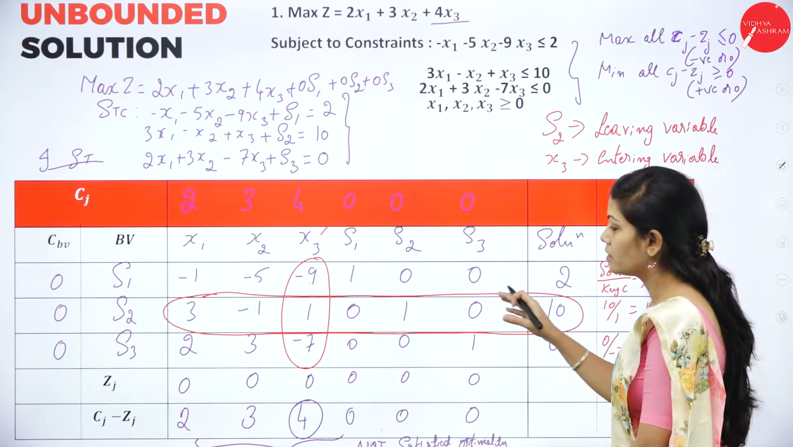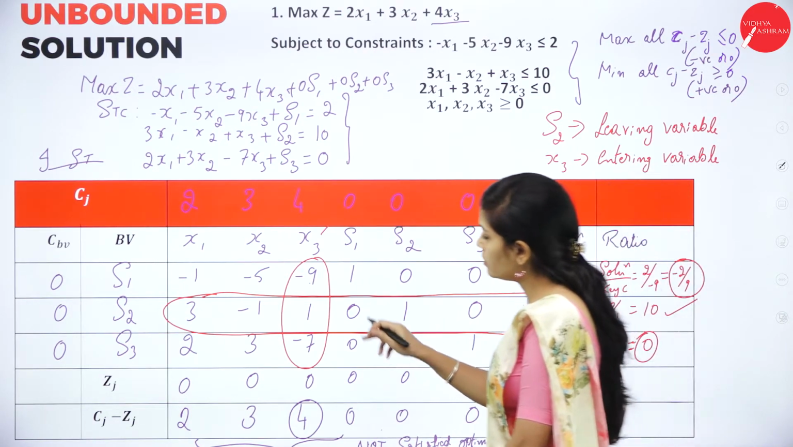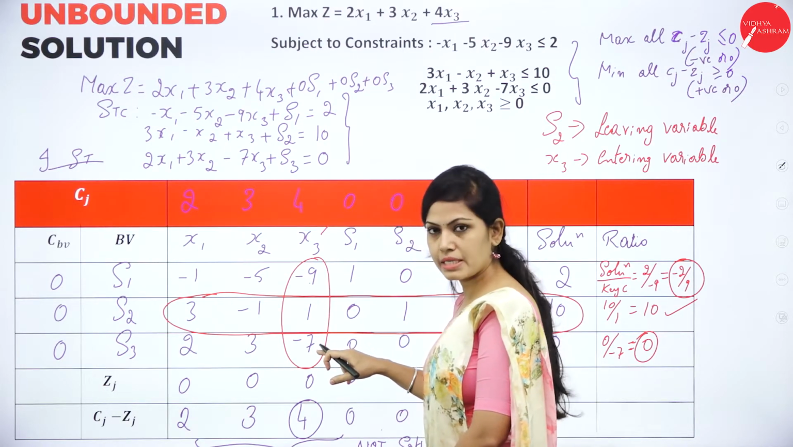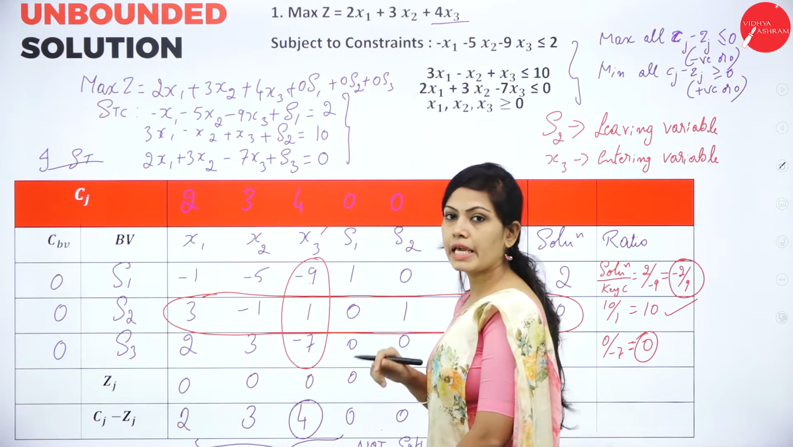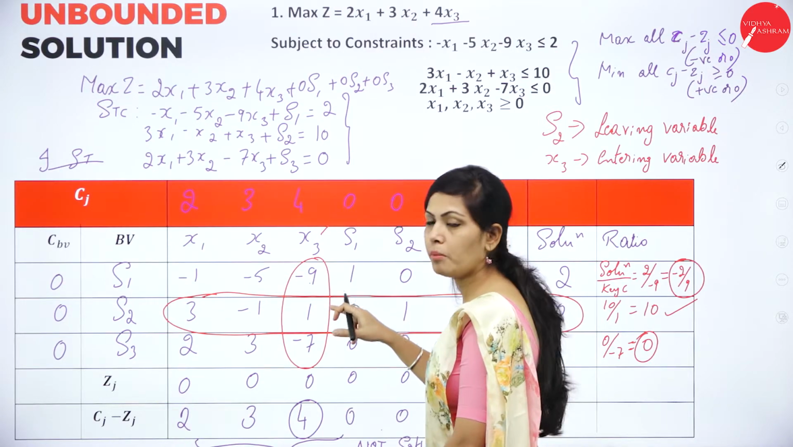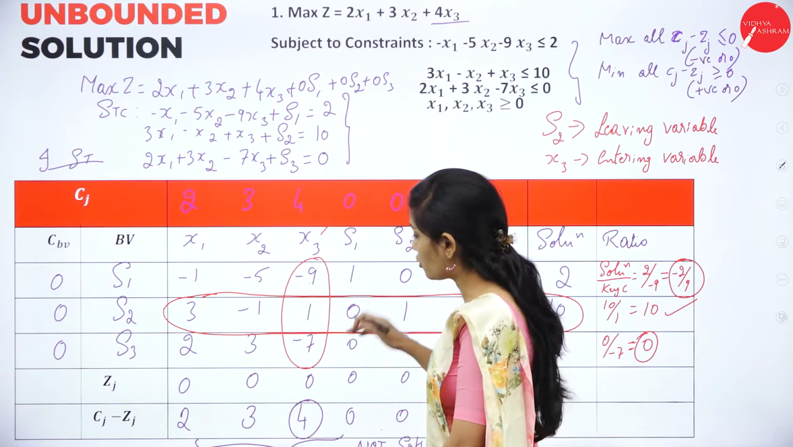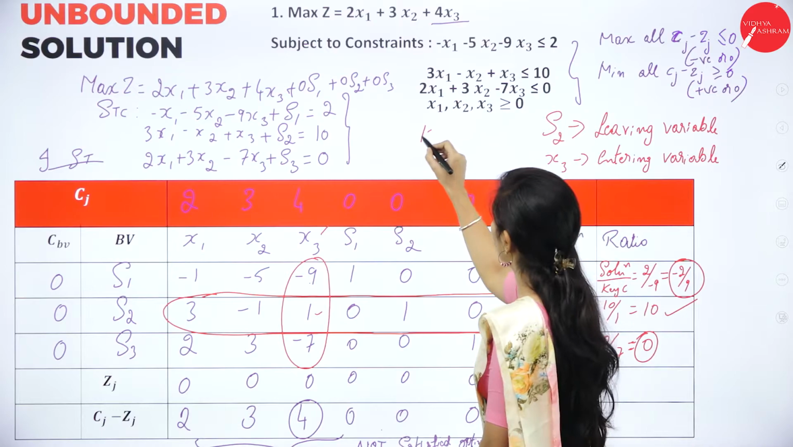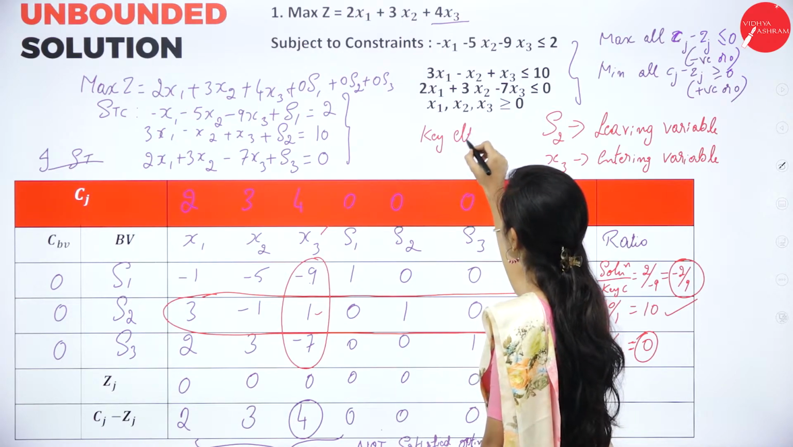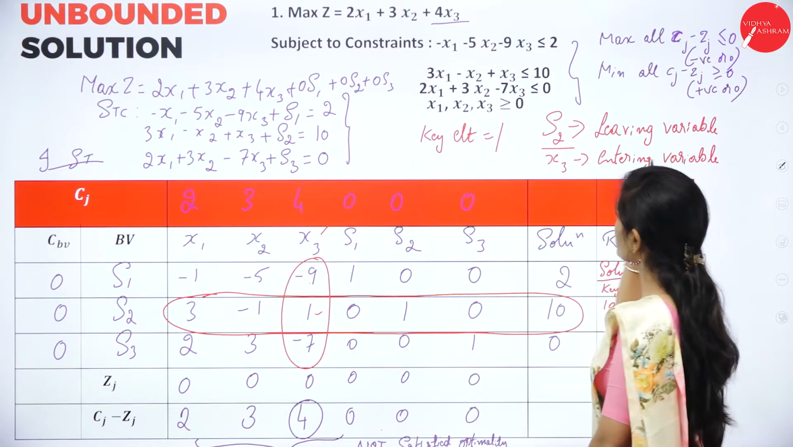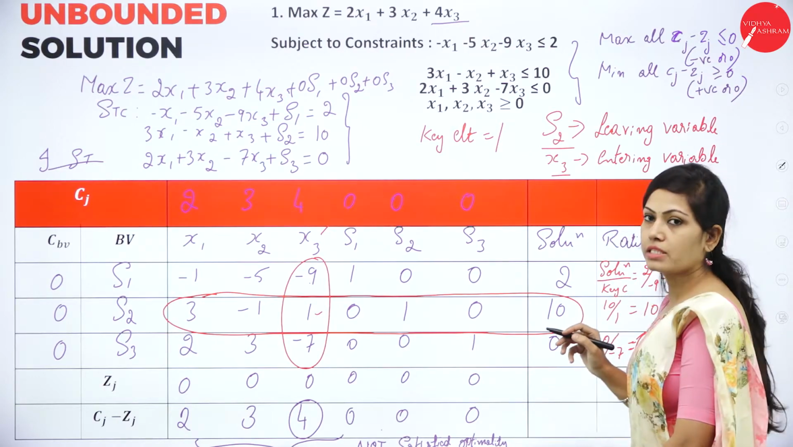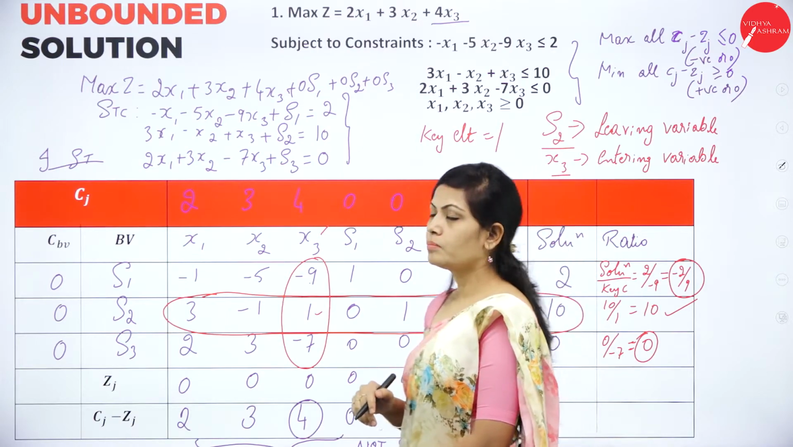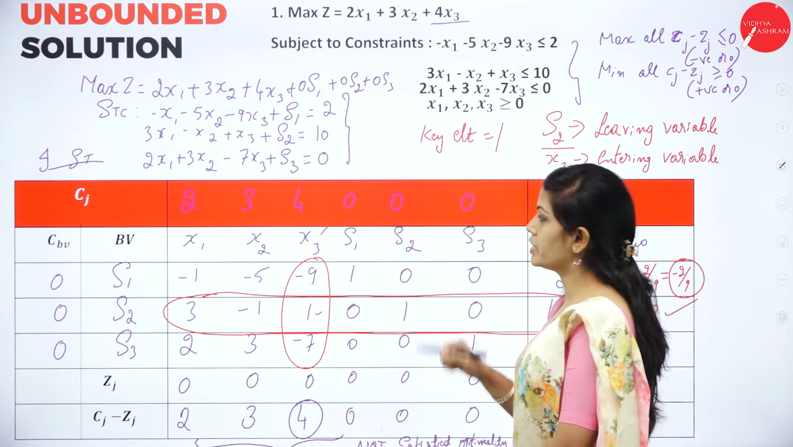Now you can find the key element. Here we have three numbers, -1, 1 and -7. Key element means the number which is common for both key row and key column, that is 1. So 1 is my key element. S2 is the leaving variable, x3 is the entering variable and key element is 1. Now we can move further for finding the iteration 1.